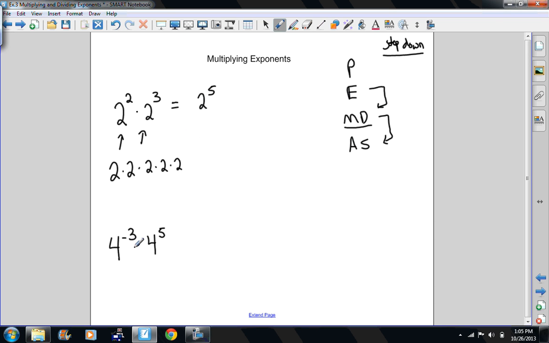Now, if we have this here with a negative exponent in front, we're still doing multiplication. We're still stepping down into addition. Negative 3 plus 5 is equal to 2. And the reason why that happens is because 4 to the negative third is equal to 1 over 4 times 4 times 4. Well, 4 to the 5th is equal to 4 times 4 times 4 times 4 times 4 over 1. Therefore, we can cross out 3 there, we can cross out 3 there, and we're left with 2 in the top. But the biggest key here is exponents step down PEMDAS.